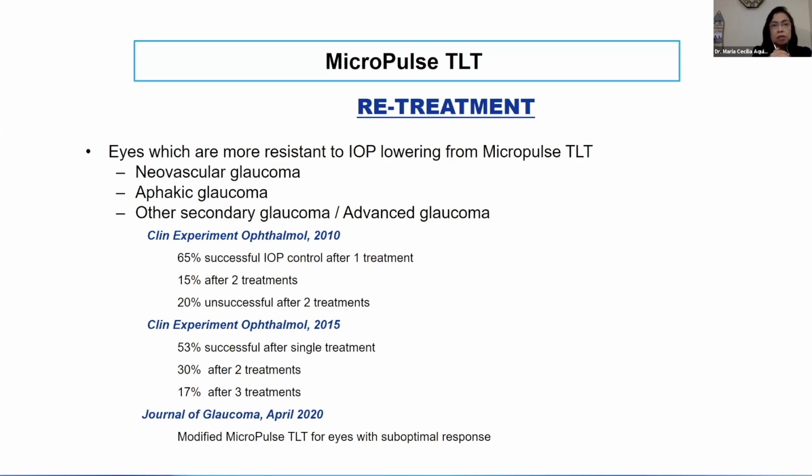So you can consider the option of giving a second treatment. We had provided information regarding second treatment in our publications in 2010, in 2015, and currently we also had a very good modified technique for those with suboptimal response that you can read in the Journal of Glaucoma. It's a very recent publication.